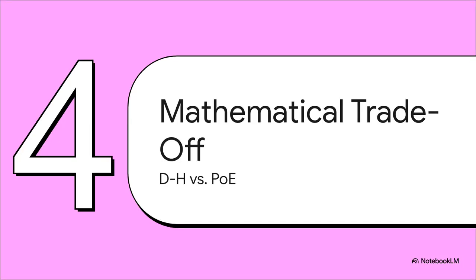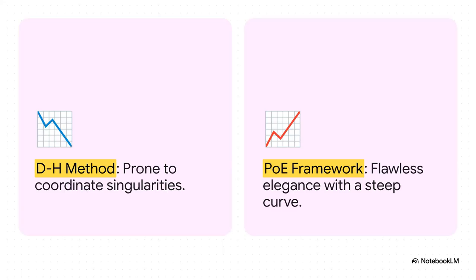All right, Section 4, the mathematical trade-off. And this brilliantly illustrates the big debate in modern kinematics today. On one side, you have the Denavit-Hartenberg parametrization. It's what almost every engineer learned for decades, but as we know, it's fundamentally prone to those coordinate singularities.